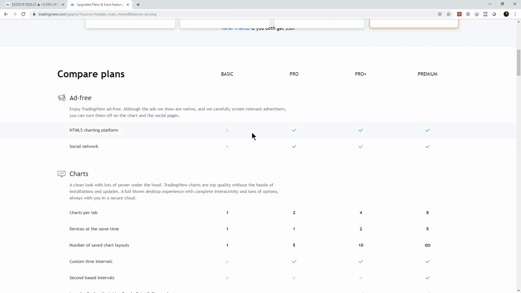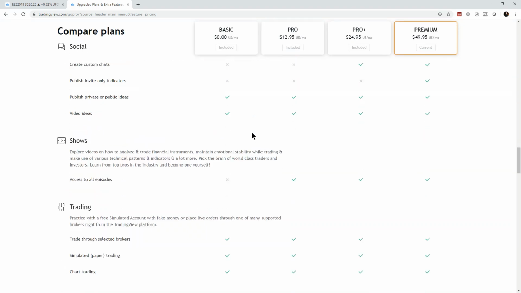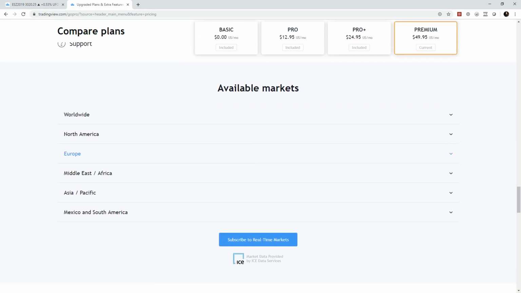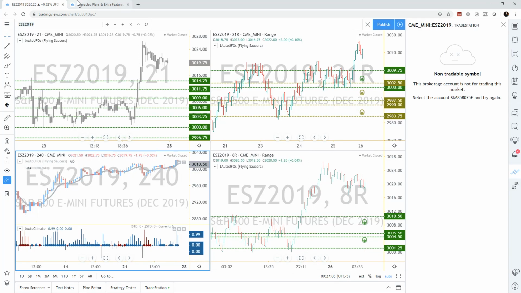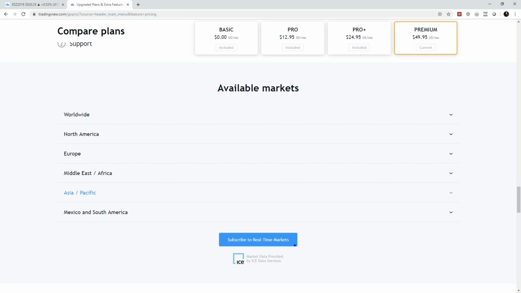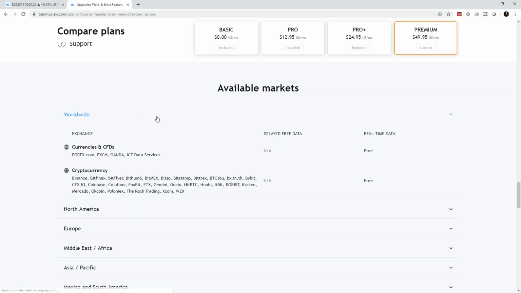So when you look all the way down in TradingView, here it says available markets, and here you got a button to subscribe to real-time markets. Notice how worldwide markets such as currencies, Forex, CFDs, cryptocurrencies, all of this is real time and is free. Why? Because all those products are worldwide.